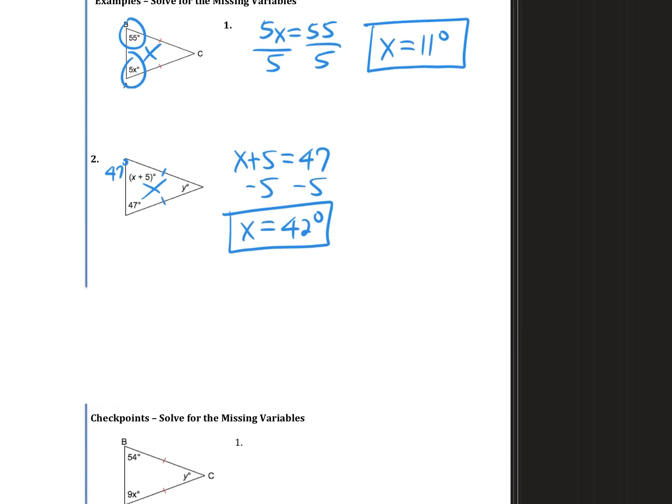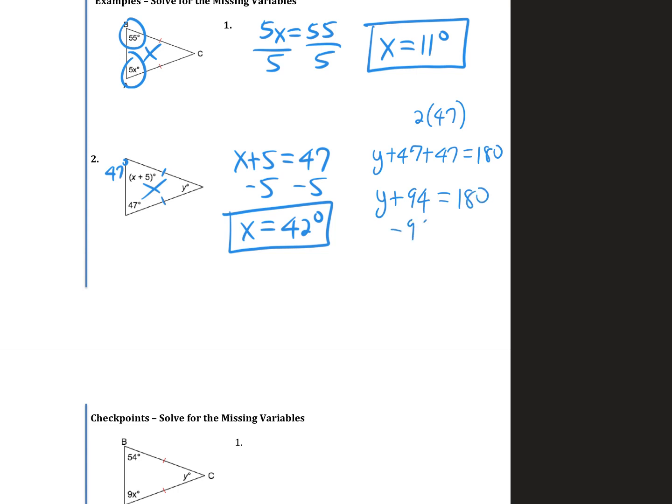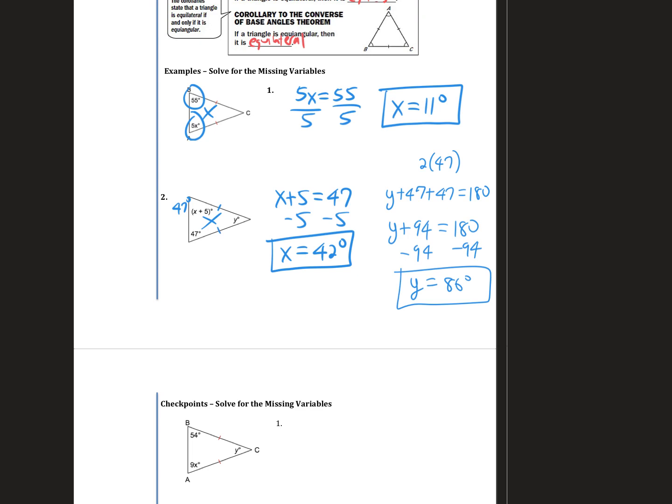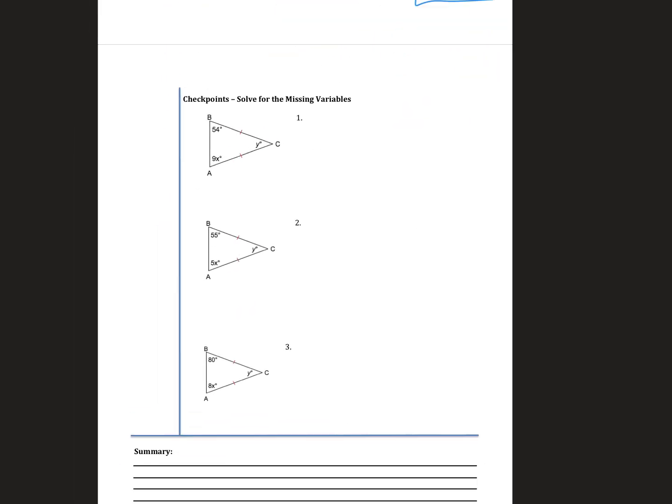Well, we can add them all up to 180, right? So y plus 47 plus 47 equals 180. You could do 2 times 47 if you wanted to save some time. So 2 times 47 is going to be 94 equals 180. Subtract 94. Get y equals 86 degrees. All right, so sometimes you can solve for the vertex angle, sometimes the base angles. I would say the base angles are probably the first thing you want to solve. But yeah, why don't you guys go ahead and try these checkpoints now, see how you do.